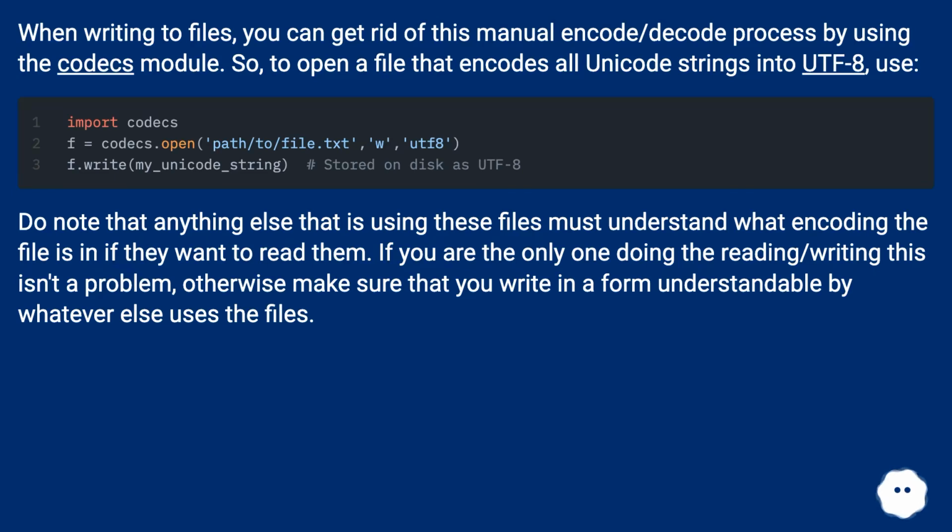Do note that anything else that is using these files must understand what encoding the file is in if they want to read them. If you are the only one doing the reading or writing, this isn't a problem, otherwise make sure that you write in a form understandable by whatever else uses the files.